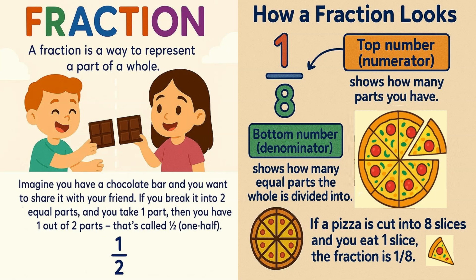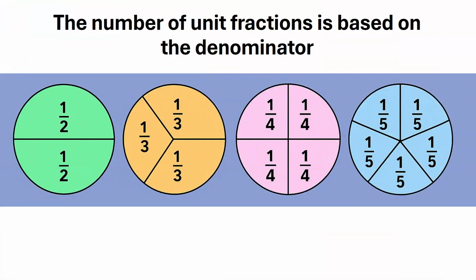A fraction has two numbers. The top number is the numerator, which tells how many parts you have. The bottom number is the denominator, which tells how many equal parts the whole is divided into. For example, if a pizza is cut into 8 slices and you eat one slice, the fraction is 1/8. The number of unit fractions is based on the denominator.